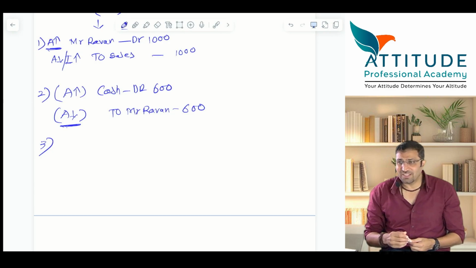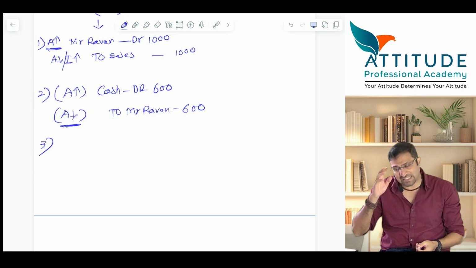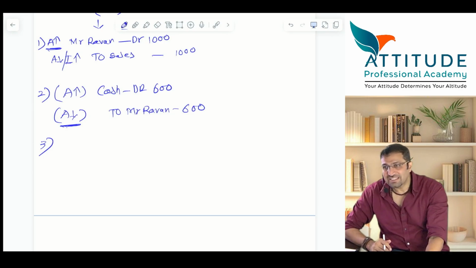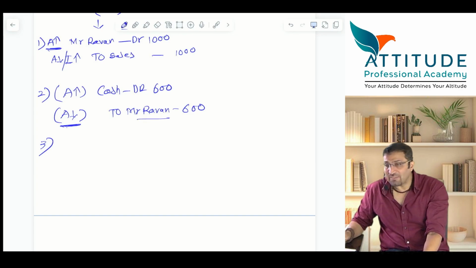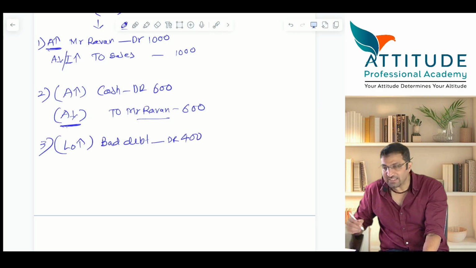Yes or no? So I am going insolvent. I'll tell you, I cannot pay the money, and you come to know that I definitely cannot pay. So for you it is a loss. This debtor, Ravan, is going bad. So bad debtor. Loss increases. Bad debt is nothing but a bad debtor. Is that clear? 400. Loss increases.